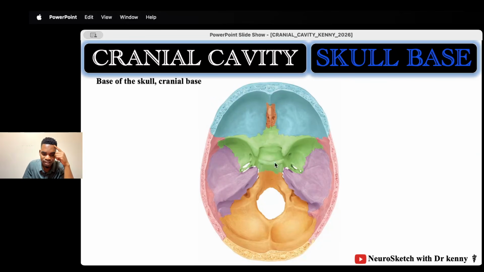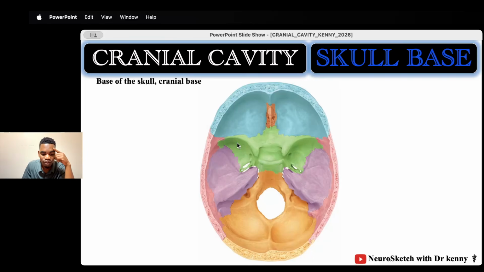And this is the base of the skull, or the skull base, or the cranial base. All of these are the cranial base. Now the cranial base can be divided into three fossae: the anterior cranial fossa, the middle cranial fossa, and the posterior cranial fossa.